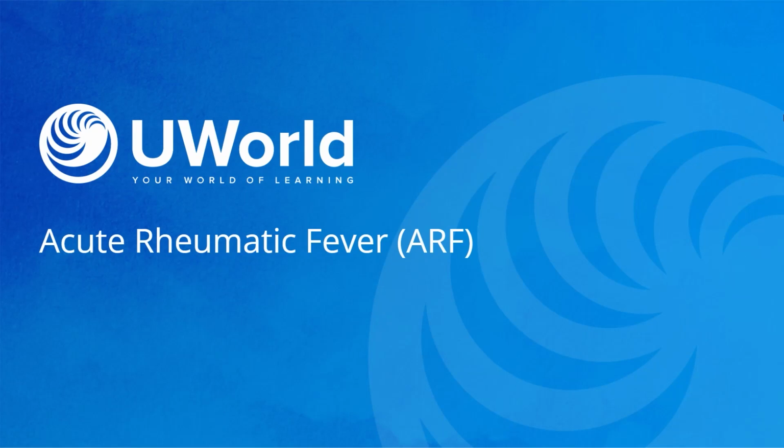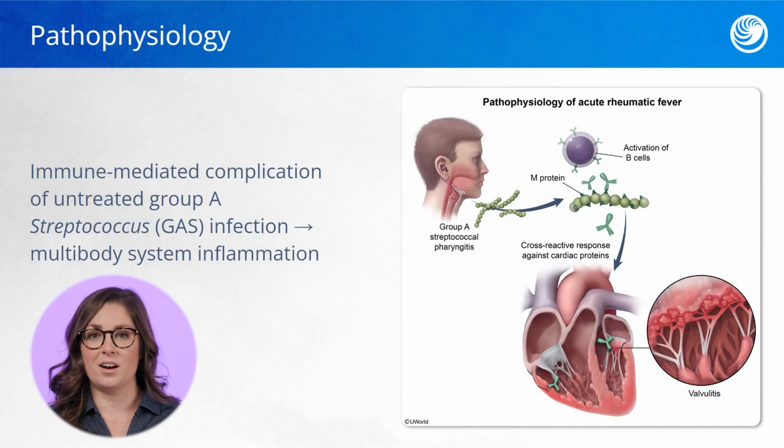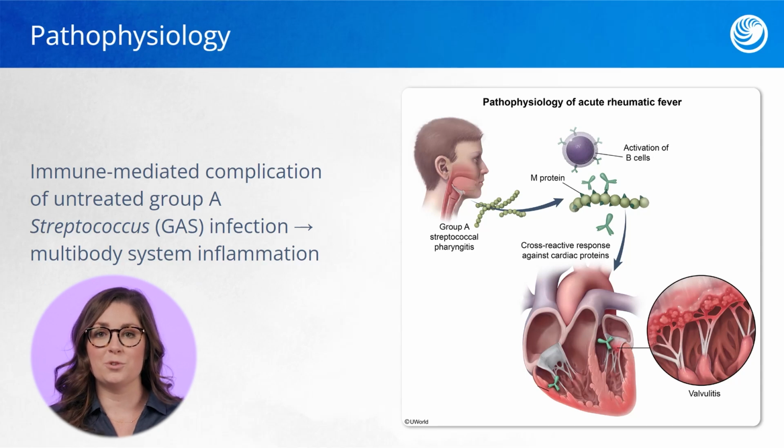This topic is acute rheumatic fever. Rheumatic fever is an immune-mediated complication of an untreated strep infection, specifically Group A streptococcus, or GAS infection. This causes a generalized inflammatory response throughout the body, and this causes gross inflammation of the cardiovascular system, musculoskeletal system, central nervous system, as well as the skin.